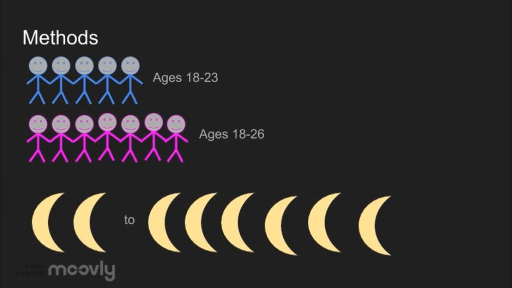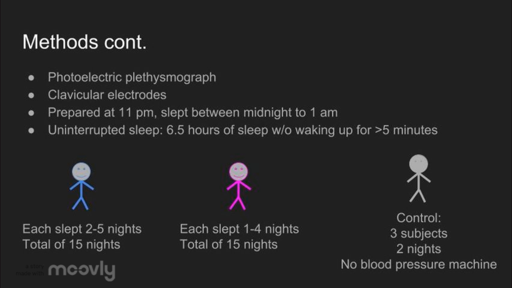Methods. The subjects of this experiment consisted of 5 men aged 18 to 23 and 7 females aged 18 to 26. The researchers watched them while they slept for 2 to 6 nights. The subjects of this experiment were hooked up to all sorts of different machinery. But since we only care about heart rate for this presentation, the patient's heart rate was recorded using a photoelectric plethysmograph attached to the right toe.